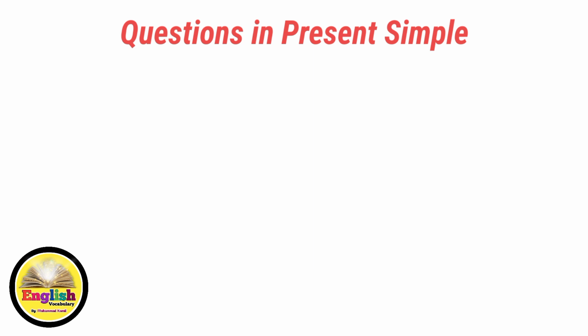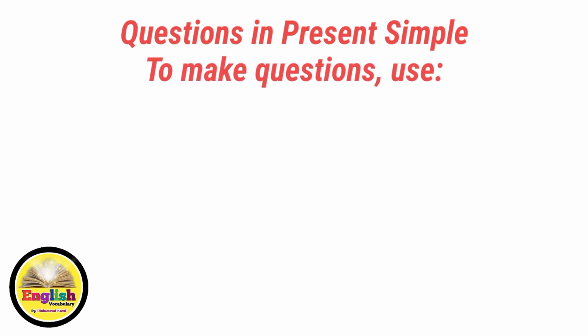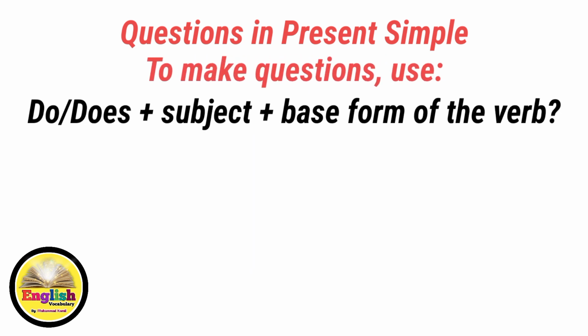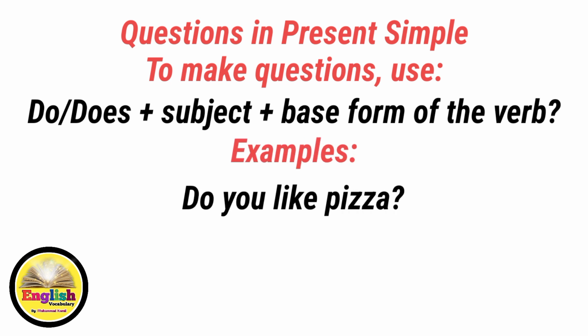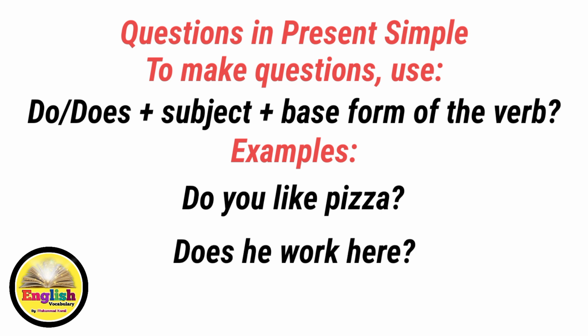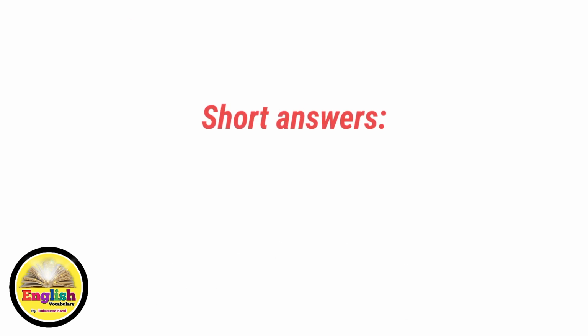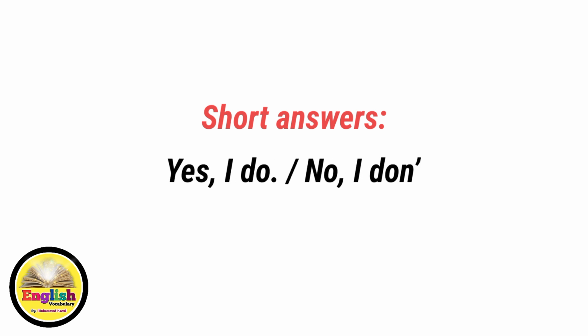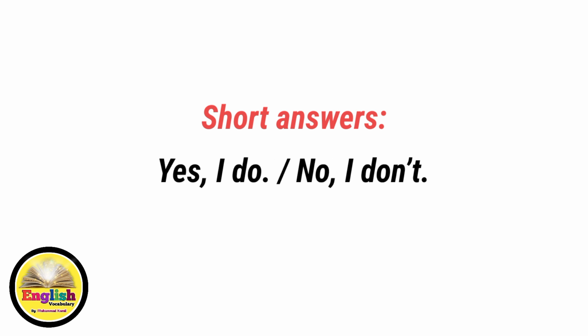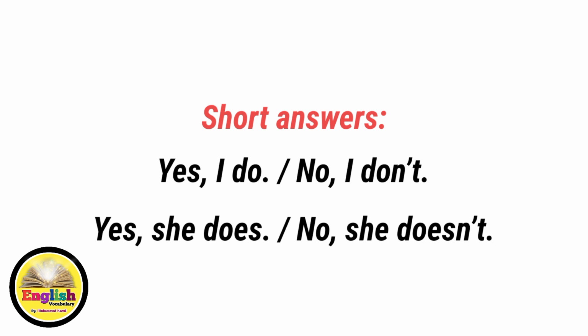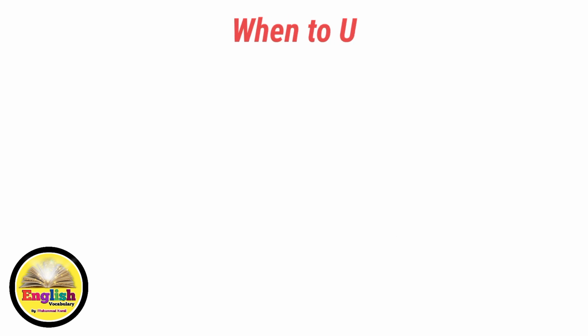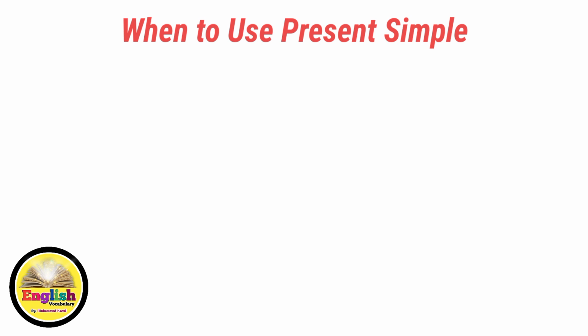Questions in present simple. To make questions, use do/does plus subject plus base form of the verb. Examples: Do you like pizza? Does he work here? Do they go to college? Short answers: Yes, I do. Or no, I don't. Yes, she does. Or no, she doesn't.